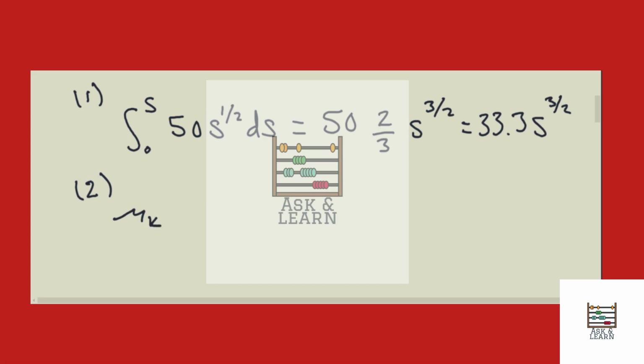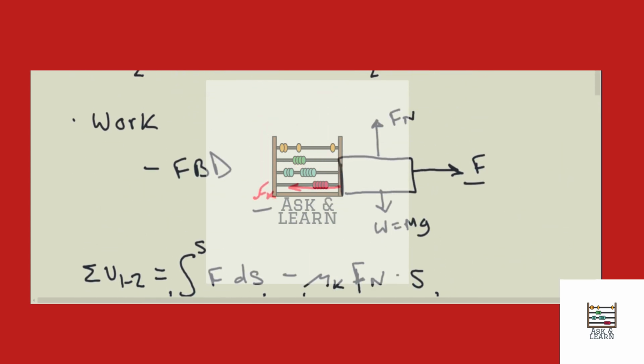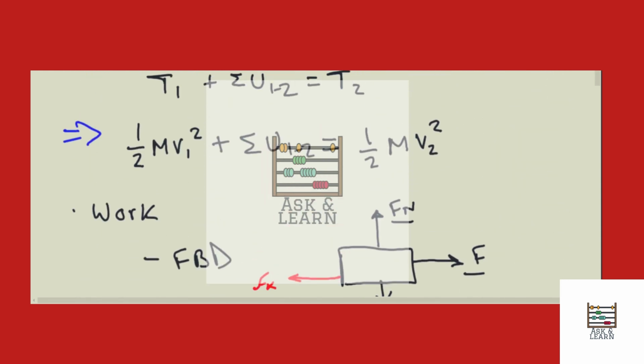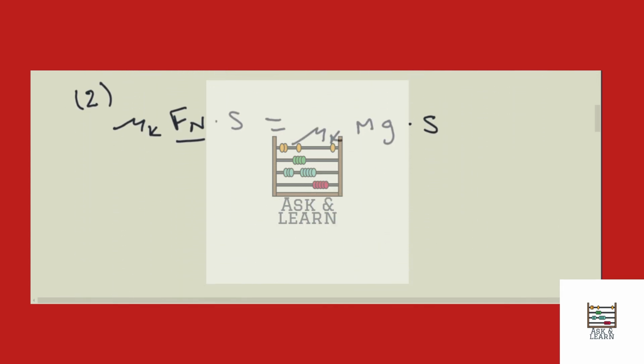Now the second part, again, we had the coefficient of kinetic friction times the normal force Fn times s, but we don't know the normal force. Going back to our free body diagram, the normal force is in the y direction, and the only force in the same direction is the weight of the object. So this becomes mu k times mass times gravity times distance traveled, s. Now we can plug this back into our previous equation, and at the same time, we can plug in some of the values that we know.